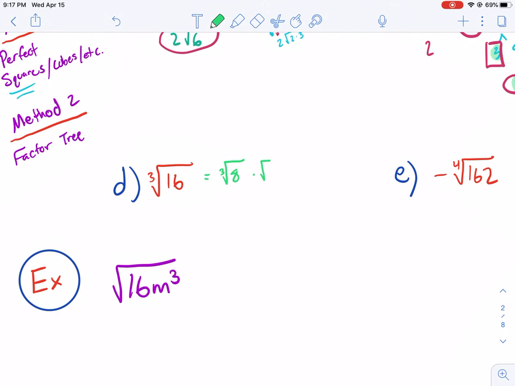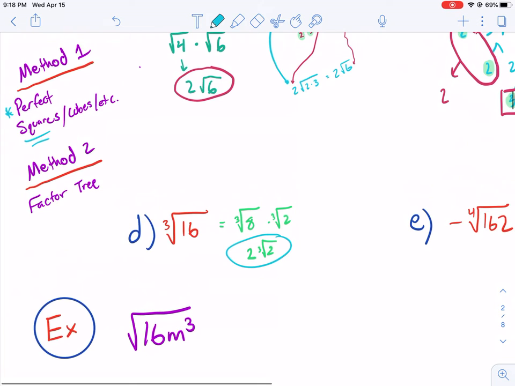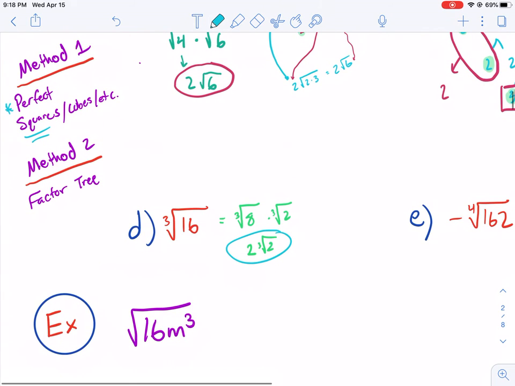And then we would need to multiply this by 2 still. 8 times 2 is 16. So now we know that the cube root of 8 is 2. We can't simplify cube root of 2, so then this becomes our answer. Okay? That's the way to do it using method 1. For those that need the factor tree, let me show you how it's done. Okay? So actually, let me shrink wrap this.